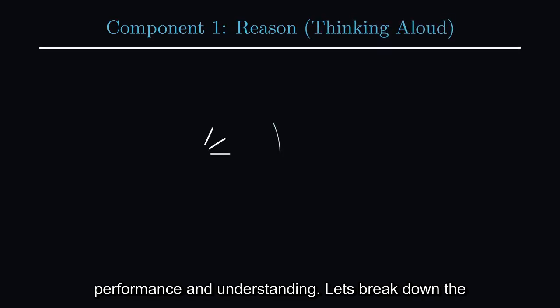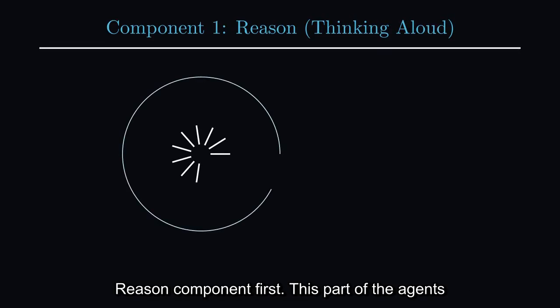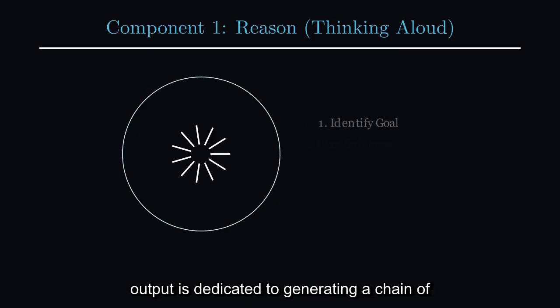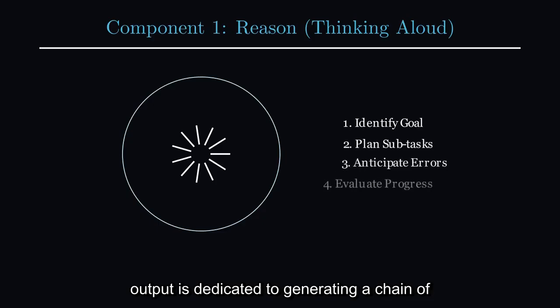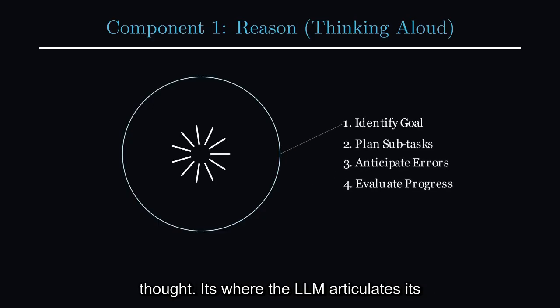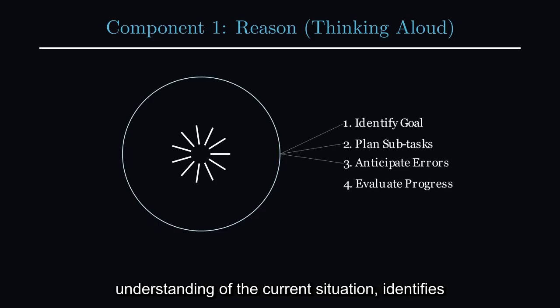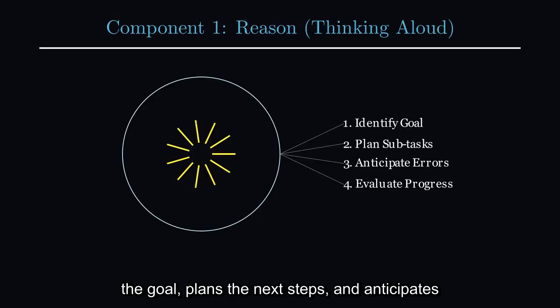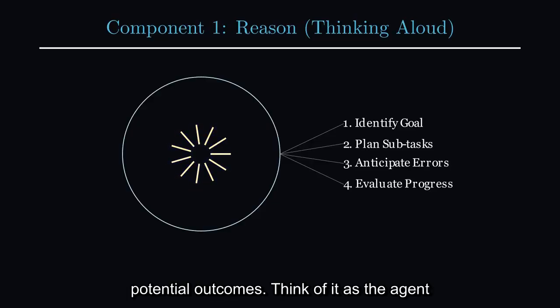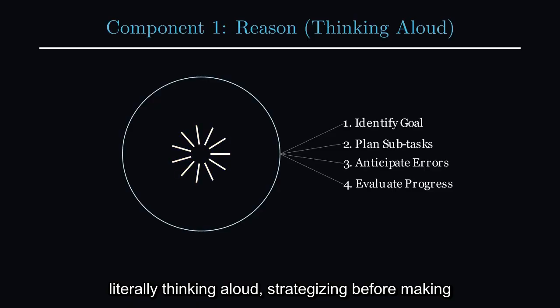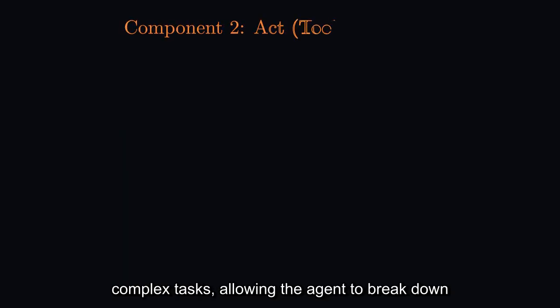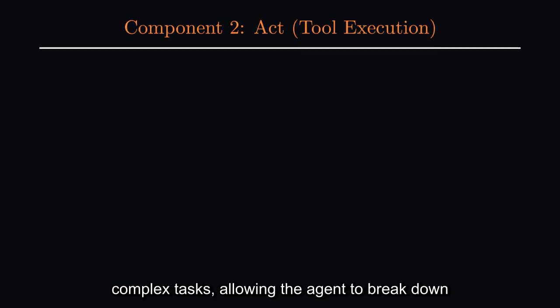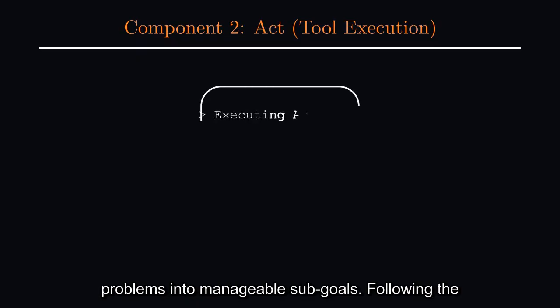Let's break down the reason component first. This part of the agent's output is dedicated to generating a chain of thought. It's where the LLM articulates its understanding of the current situation, identifies the goal, plans the next steps, and anticipates potential outcomes. Think of it as the agent literally thinking aloud, strategizing before making a move. This internal monologue is crucial for complex tasks, allowing the agent to break down problems into manageable sub-goals.